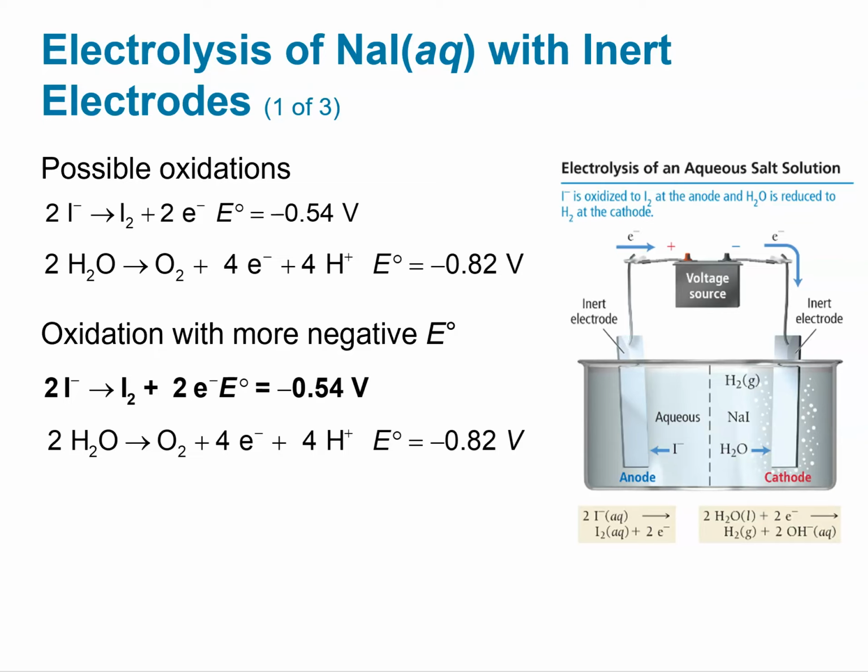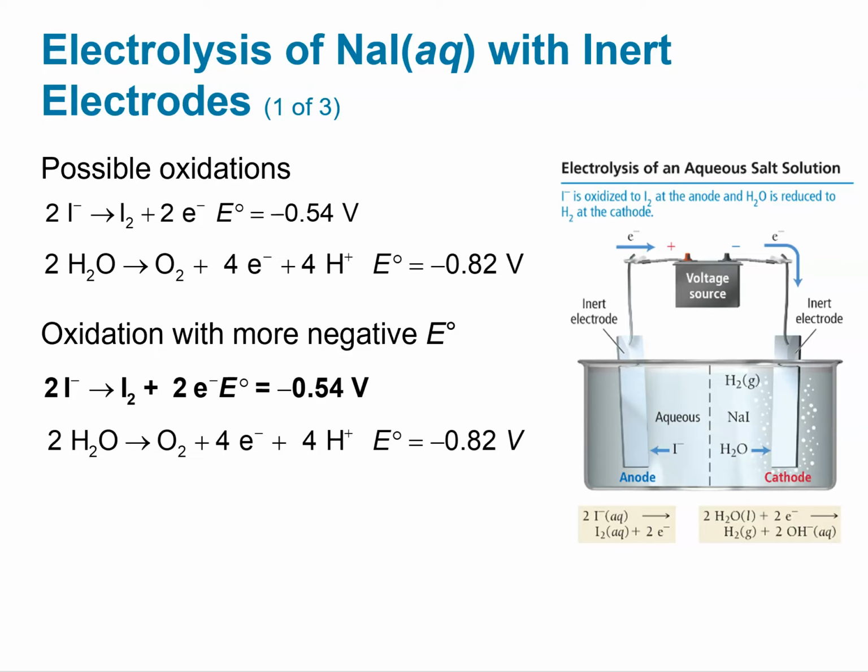Well, the first possible oxidation would be the oxidation of iodide, the 2 iodide anions, to iodine, I2, plus 2 electrons. And the potential for this as an oxidation reaction is negative 0.54 volts. Likewise, a possible oxidation would be water being oxidized to form oxygen gas plus 4 electrons plus 4 equivalents of protons. And the potential for this oxidation reaction is negative 0.82 volts.